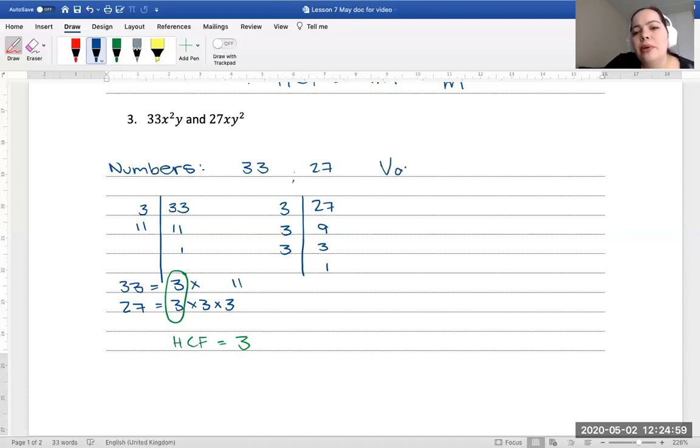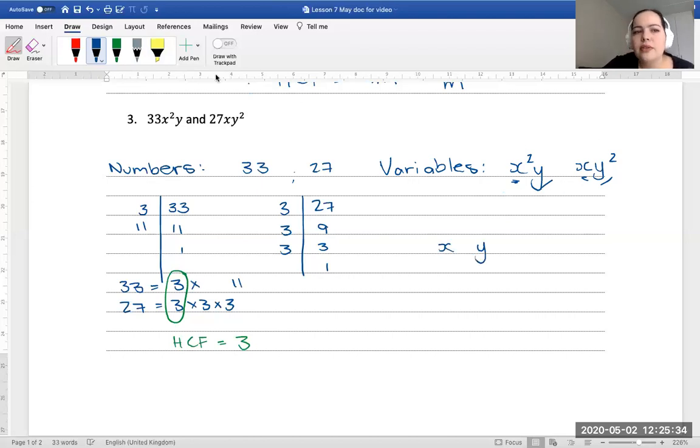So our variables, fix that, it looks more like it says variables. Okay, variables, there we go. We have x squared y, and we have xy squared. So now we're going to ask ourselves, what do they have in common? Well, I can see that they've both got an x and they've both got a y. So we've got x and we've got y.